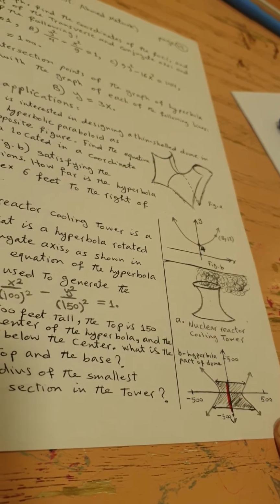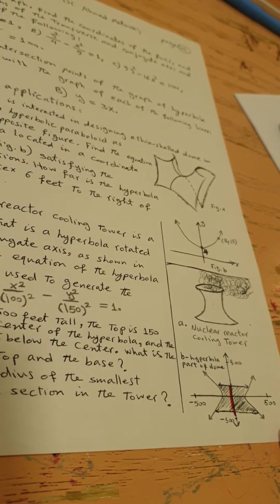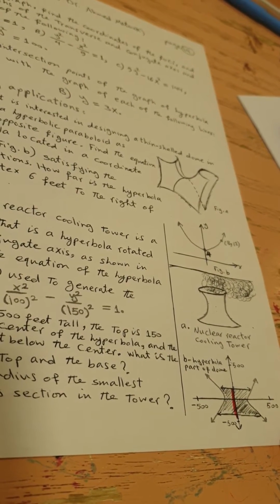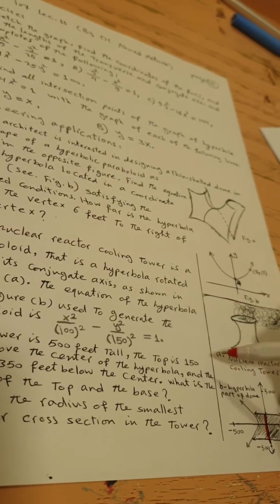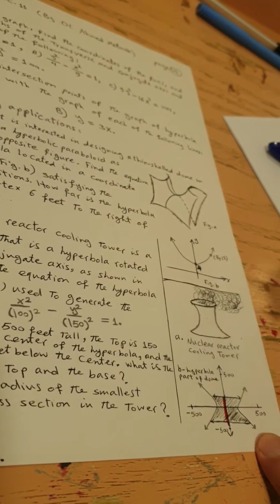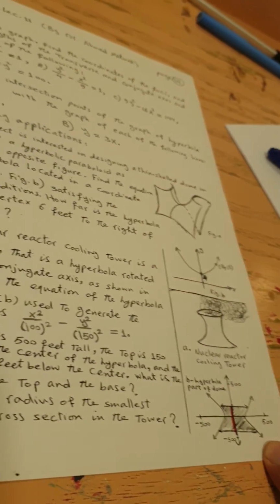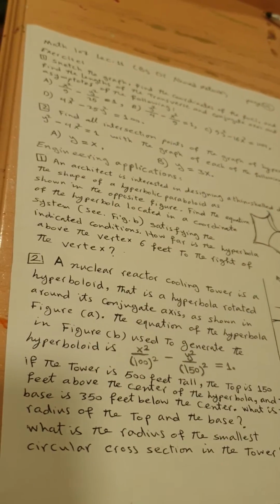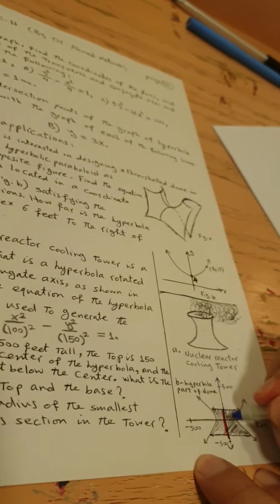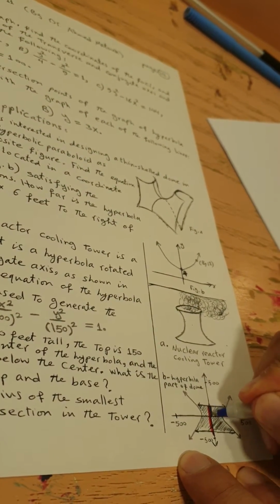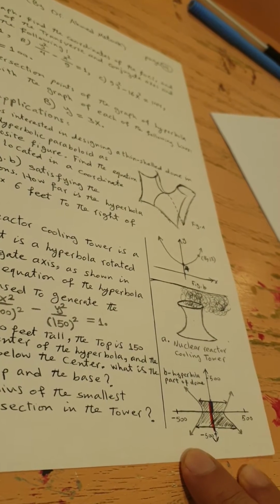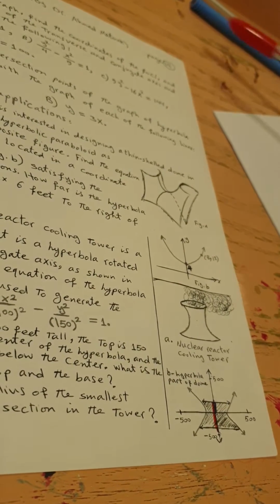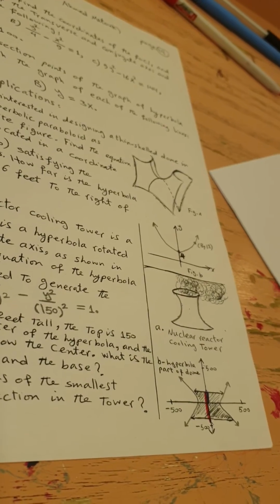This is the height. So if the tower is 500 feet tall, the top is 150 above the center, and this height is 150. The other height is 350. So we can graph this shape.